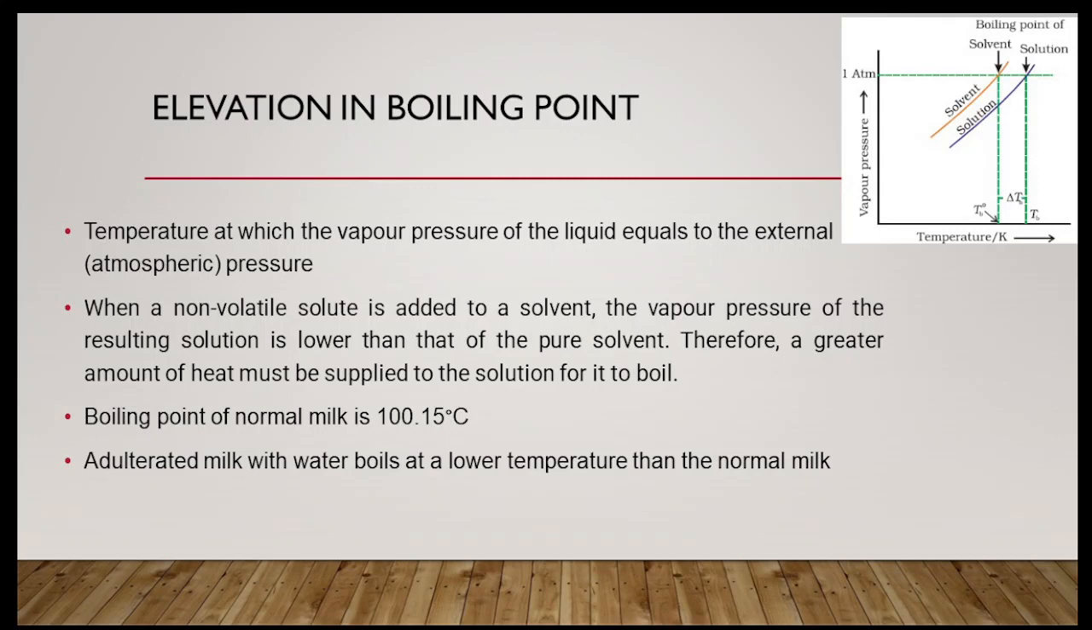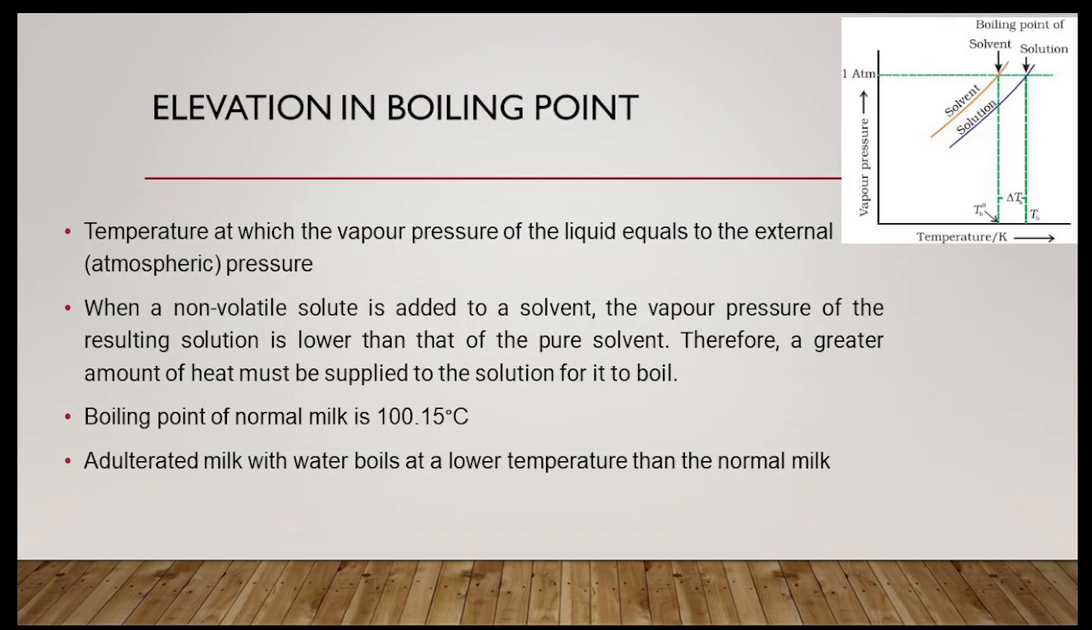When a non-volatile solute is added to a solvent, the vapor pressure of the resulting solution is lower than that of the pure solvent. Therefore, a greater amount of heat must be supplied to the solution for it to boil. The boiling point of normal milk is 100.15 degrees Celsius. We know that for water it is 100 degrees Celsius under normal atmospheric pressure. In milk, due to the lactose and other minerals and salts, the boiling point is 100.15 degrees Celsius, higher than that of pure water.